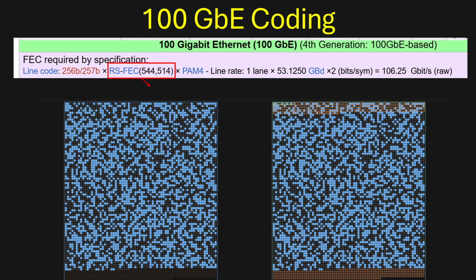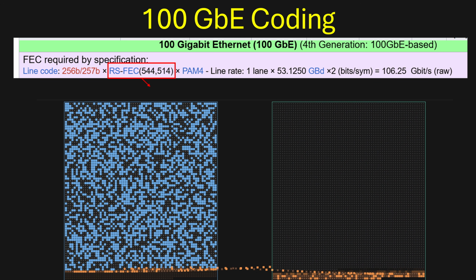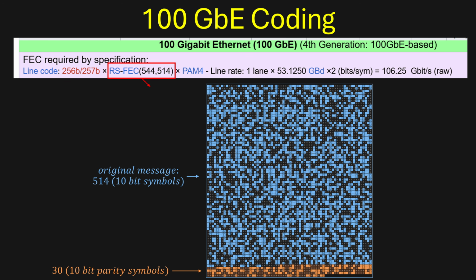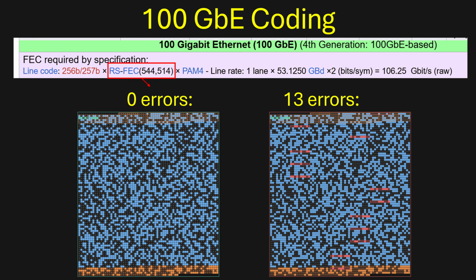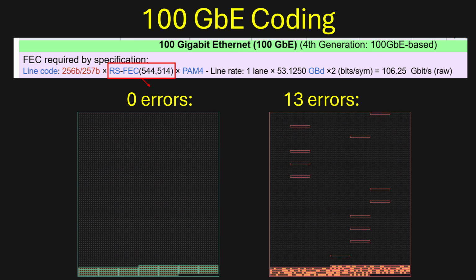Next, the message polynomial is divided by a generator sequence, which is known by the transmitter and receiver. The remainder of the division is then combined and sent along with the original message as 544 total symbols called the code word. When the combined message arrives, the same division by the generator is done on the combined message, and if the remainder, which is called the syndrome, is 0, then there are no errors.